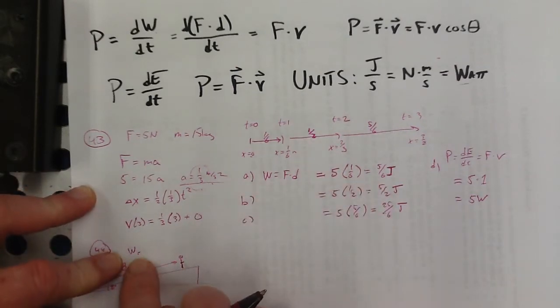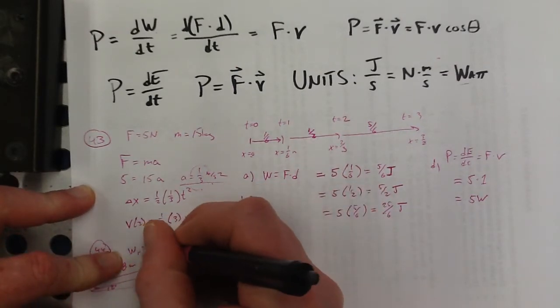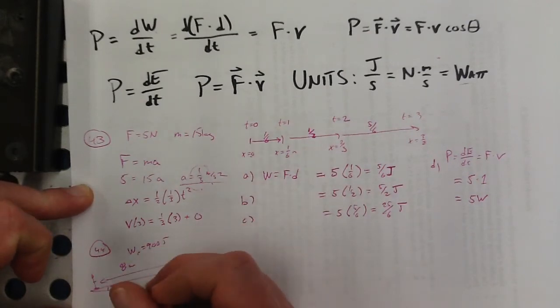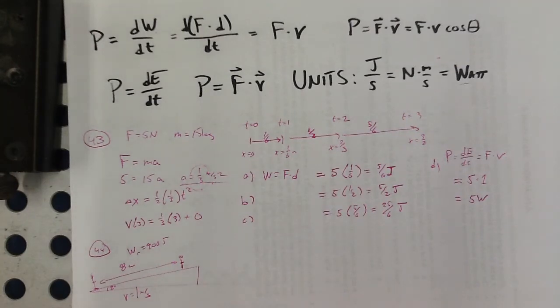Putting that, the work done by the rope is 900 joules, and it's constant velocity here of 1 meter per second. All right, what do we want to know? If the rope moved with a constant speed of 2 meters per second, how much work would the force of the rope do on the skier as the skier moved a distance of 8 meters up the incline?